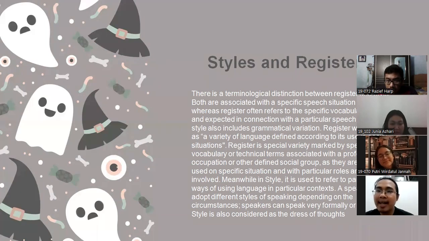Register was defined as a variety of language defined according to its use in social situations. Register is a special variety marked by a special set of vocabulary or technical terms associated with professions or occupations or other defined social groups, as they are most likely used in specific situations and with particular roles and status involved. Thank you.